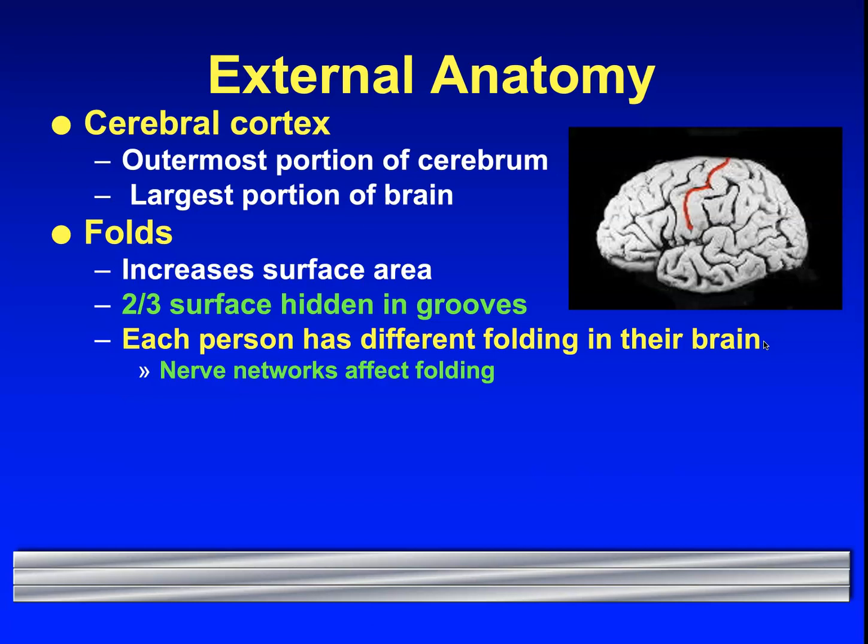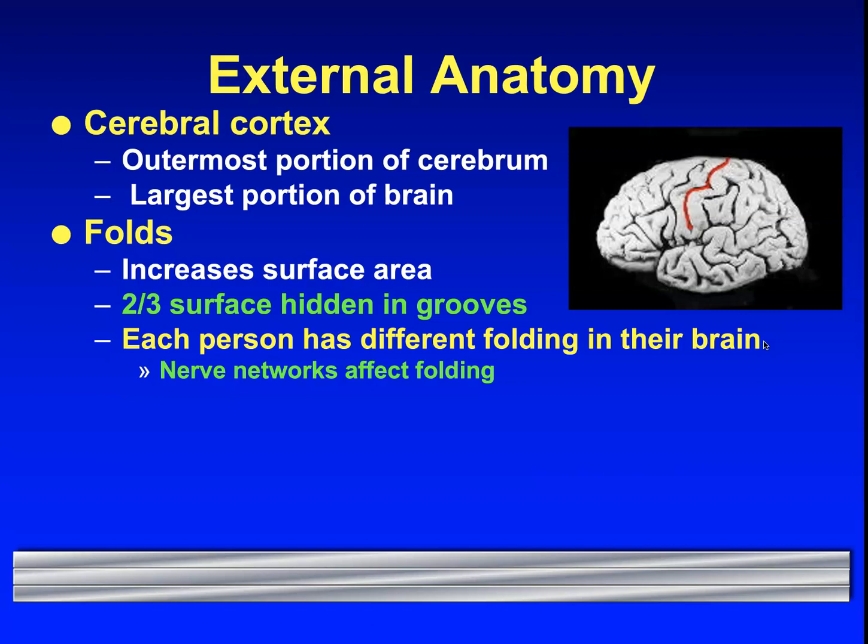So every person has different folding in their brain, and the folding isn't random. Because the way your nerve networks form affects the folding. So if you use different parts of the brain, that's going to form connections, and that changes the way your brain folds. So it's not like we just randomly crumpled up the brain like crumbling a piece of paper. It's very specific for each person and for what they learn throughout their lives.